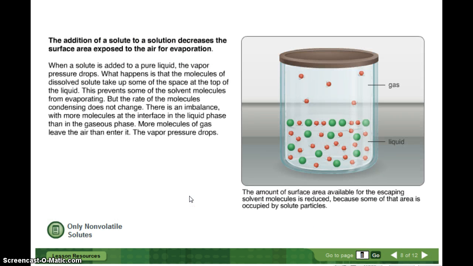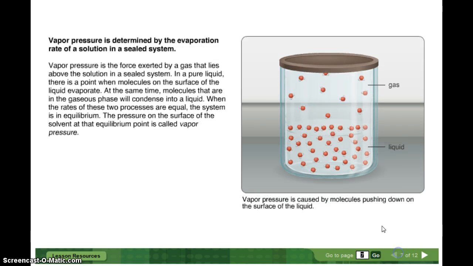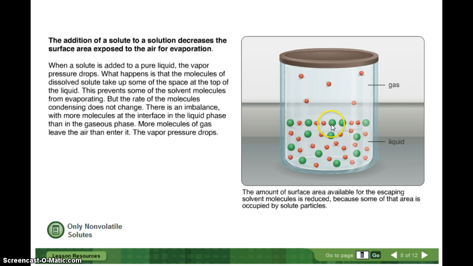The addition of a solute to a solution decreases the surface area exposed to the air for evaporation. Okay, so if we look at this picture, all across the top there's water. So evaporation can happen everywhere across there. But here, oh look, that solute's getting in the way, and that's going to make a difference. When a solute is added to a pure liquid, the vapor pressure drops.